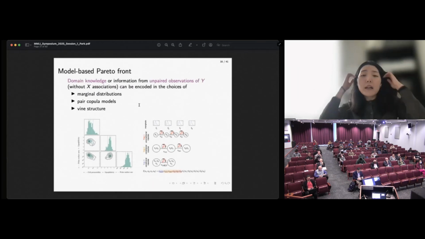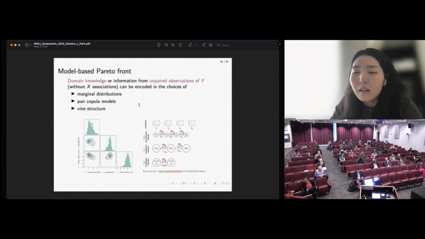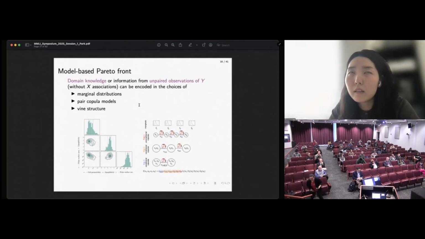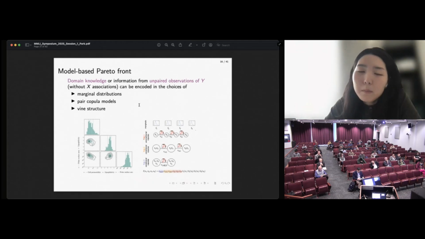And we can incorporate any domain knowledge that we might have about Y into the CDF fitting. For example, we may have some observations of Y that we can't use to train the surrogate model because we don't have the associated X pairings, but that can still inform the model choices for the Vine copula for constructing P of Y. And if we have reason to believe that the properties are smooth, then the model-based Pareto could be more robust, especially if the data set is sparse.